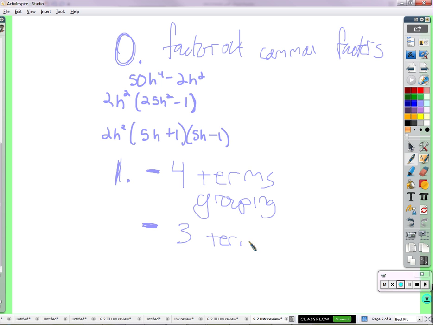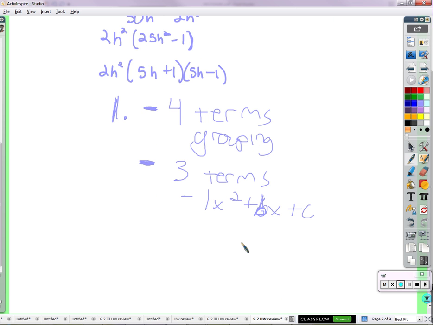If it has three terms, then it's a quadratic. Then we're going to factor either the easy way, the AC method, or guessing and checking. It's either going to be 1x squared plus bx plus c, which is the beginner level of factoring quadratics, or it's going to be a something other than 1, ax squared plus bx plus c, which would be the AC method that we learned.